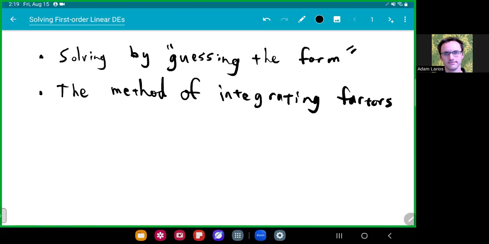In this video, we'll look at two techniques for solving first-order linear differential equations, although we'll also look at second order briefly. The first one is a simple one, sometimes called guessing the form of an equation. It's not very mathematically satisfying, but it is sometimes a quick way to get at a solution. The second one is more systematic, and it's called the method of integrating factors. So let's take a look at how these methods work.